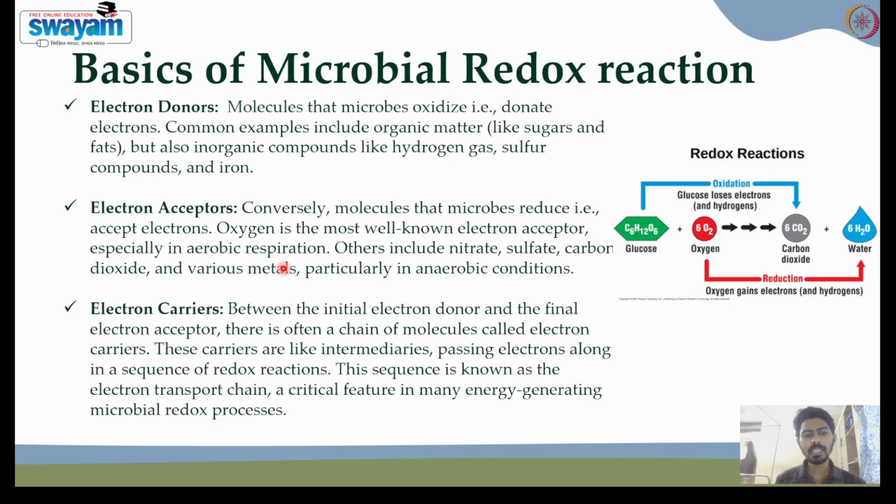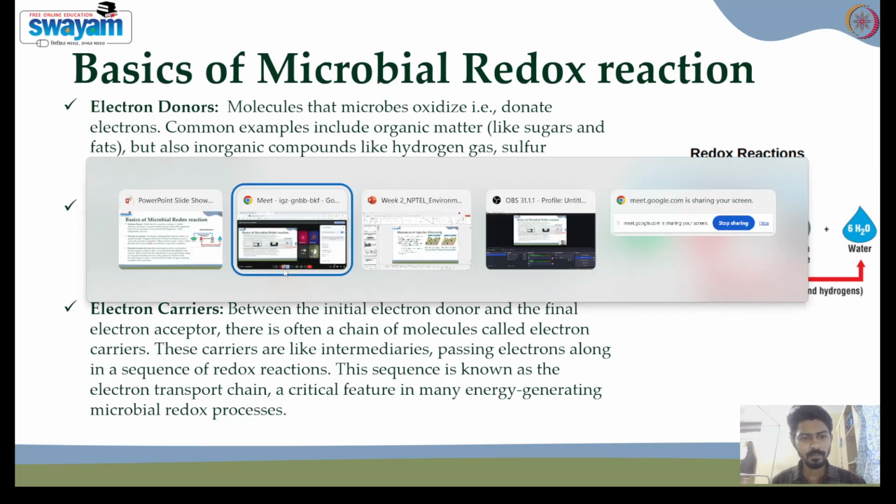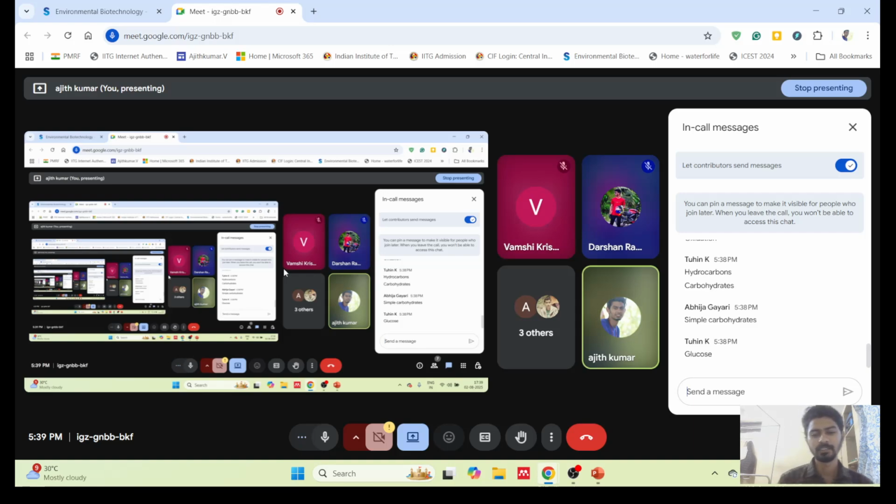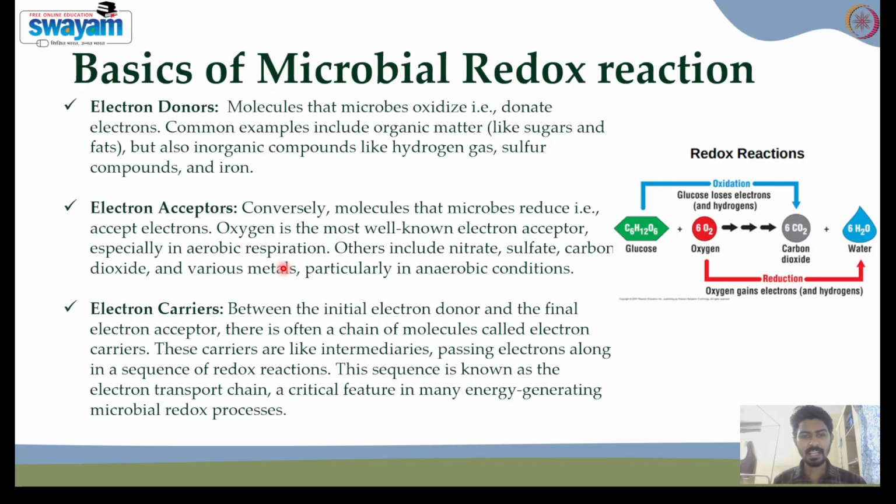So can anyone tell the difference between the aerobic process and the anaerobic process? Sir, aerobic respiration means presence of oxygen, whereas anaerobic respiration means absence of oxygen. Absence of oxygen. Correct, Vamsi. So in aerobic respiration, oxygen will be acting as an electron acceptor, whereas nitrates and sulfates act as electron acceptors in the case of anaerobic conditions.